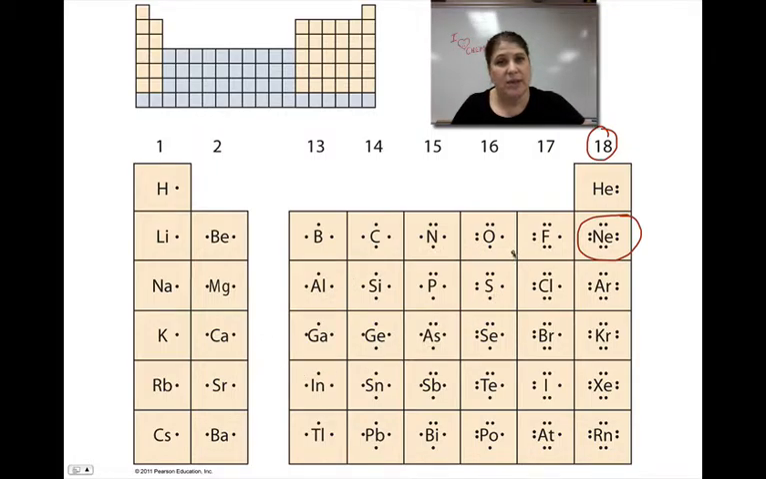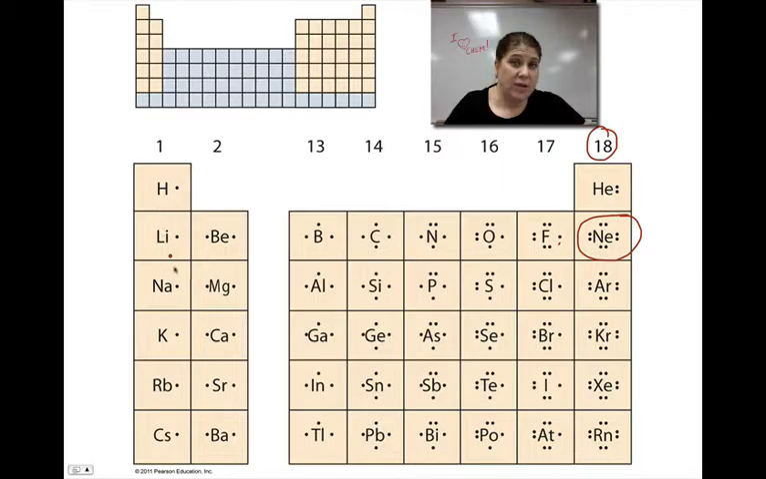All of the other elements on this table are going to try to become like the noble gases, and that means either gaining or losing electrons to fill their shells. All of these ones have 7, so they want to get 1 more. They're going to gain an electron to become like the noble gas that's next to them. Oxygen will need to gain 2, etc.